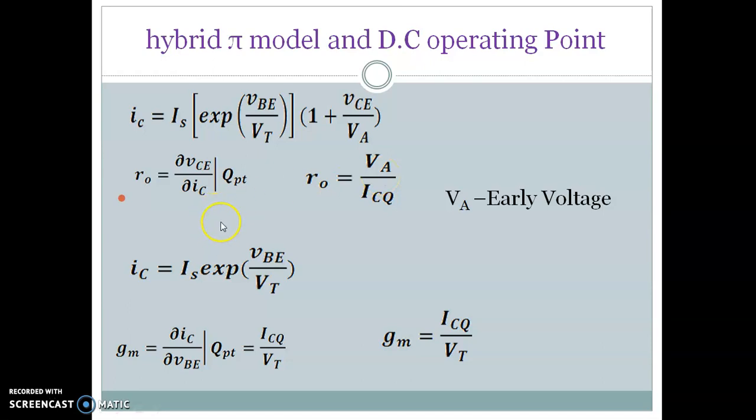Next, we will compute the transconductance. IC is equal to IS exponential of VB by VT. We neglect the early effect while computing the transconductance, because it is the ratio of your output current to the change in your input voltage. So dou IC by dou VBE at the operating point: if I differentiate this equation with respect to VB, I will get IS exponential of VB by VT into 1 by VT. This term is my ICQ, so it is ICQ by VT. So gm is equal to ICQ by VT.